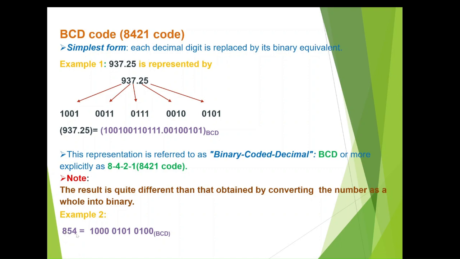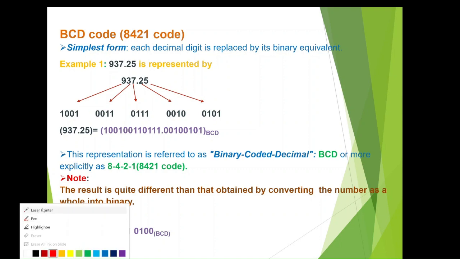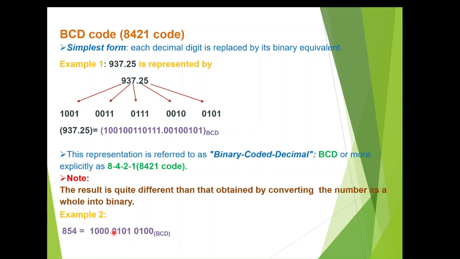Similarly, we can have another example, 854. So 8 has to be represented as 1000, this 5 can be represented as 0101, and 4 is represented as 0100.